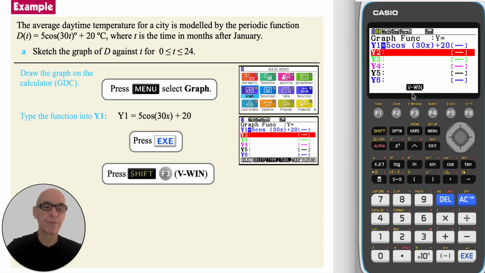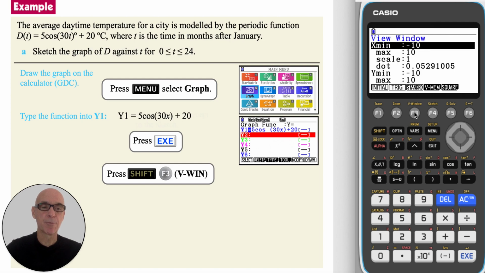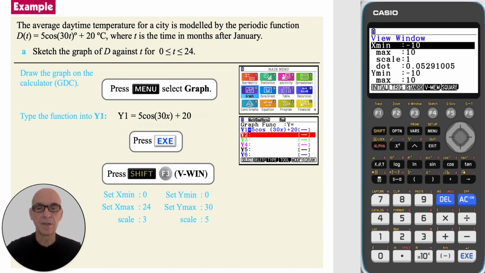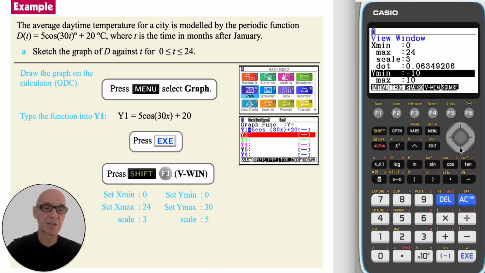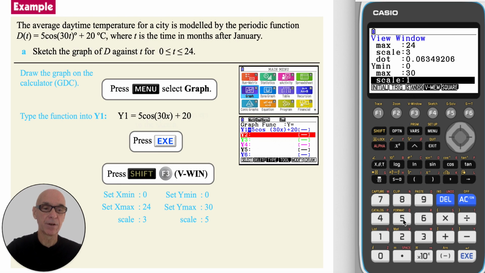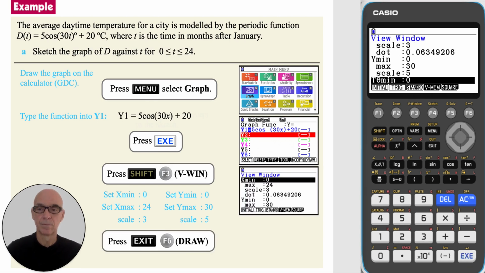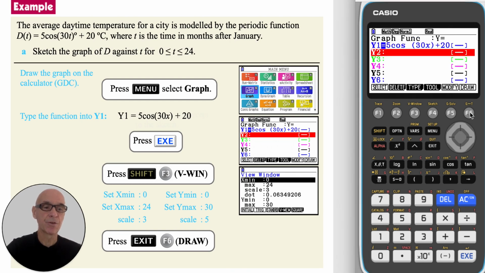Shift F3, view window, to set an appropriate window. The domain for t is 0 to 24, so set in an x min of 0, an x max of 24. And I'm going to set a scale of 3. For y, I'm going to set y min equal to 0, y max equal to 30, and a scale of 5. Press exit and then F6 to draw the graph of the function.